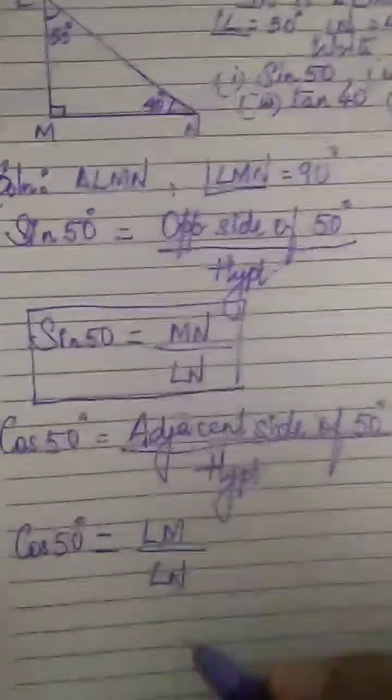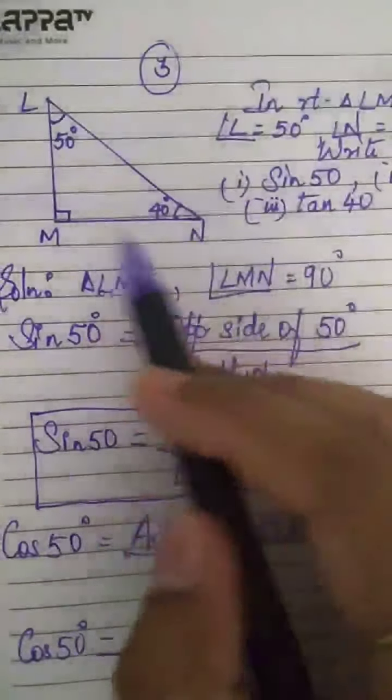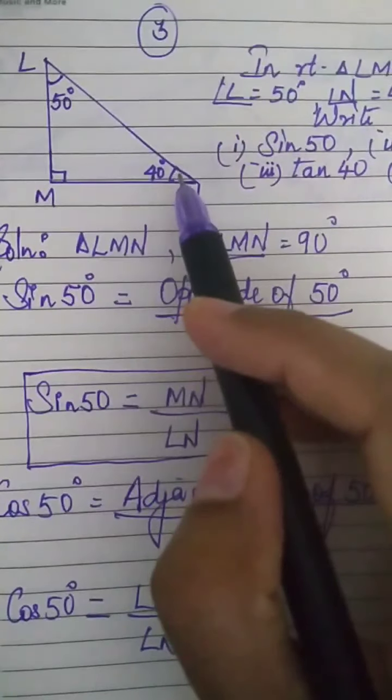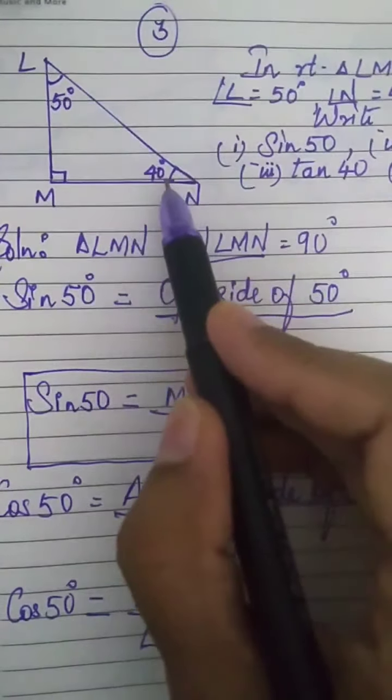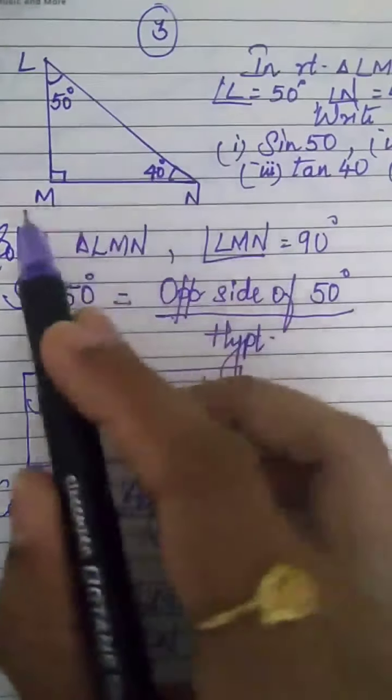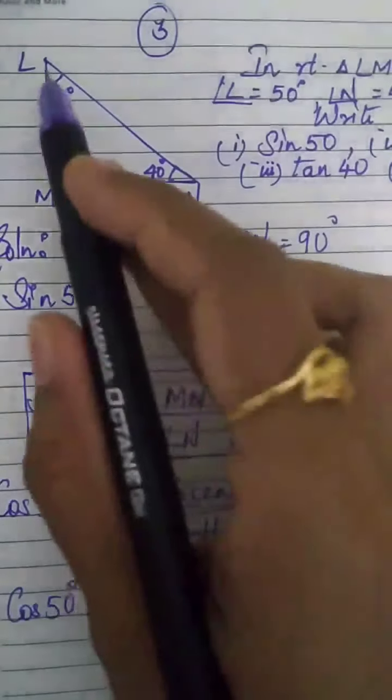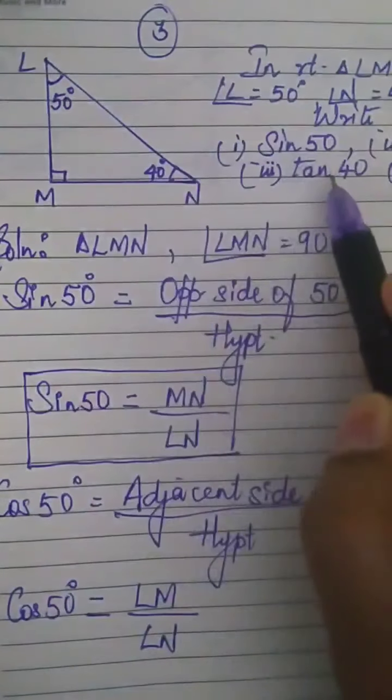Next we have tan 40. Similarly get tan 40. Tan 40 will be the opposite side of angle 40 upon the adjacent side. Angle 40's opposite side is LM. Angle 40's adjacent side is MN. So LM upon MN is tan 40.